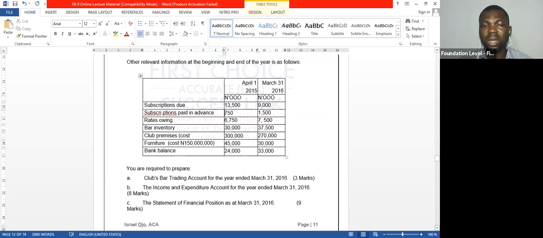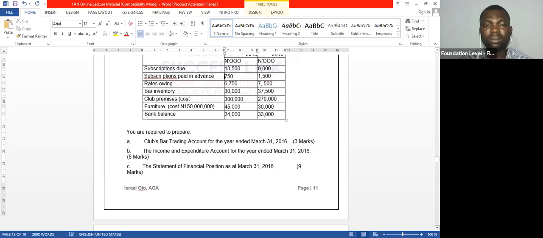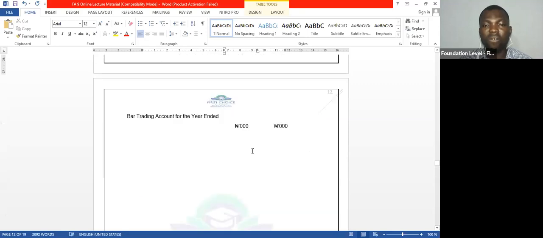So let's prepare the table for that. So we come back here. We have been using T format over time, but this time we're going to make use of vertical format. We have been using T format in the sense that if we draw a T, we have the right hand side and the left hand side. But this time around, we'll be using the vertical format.